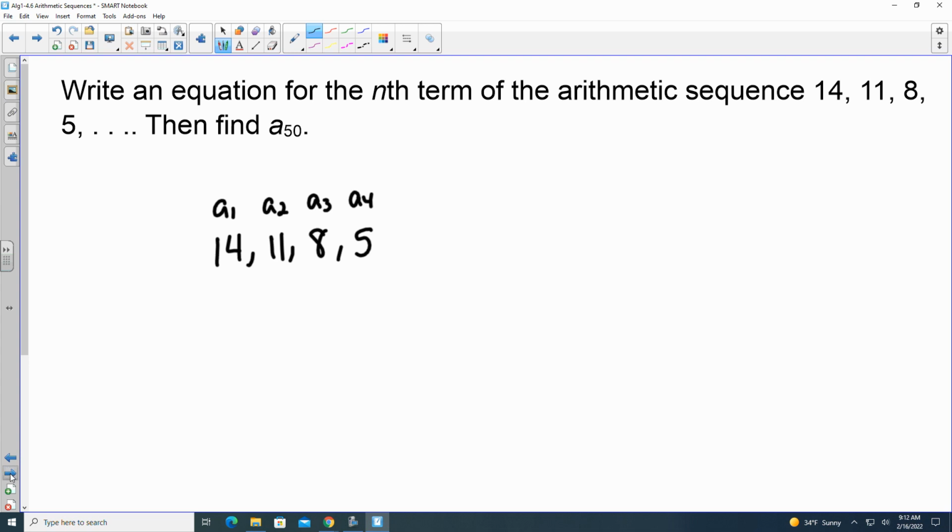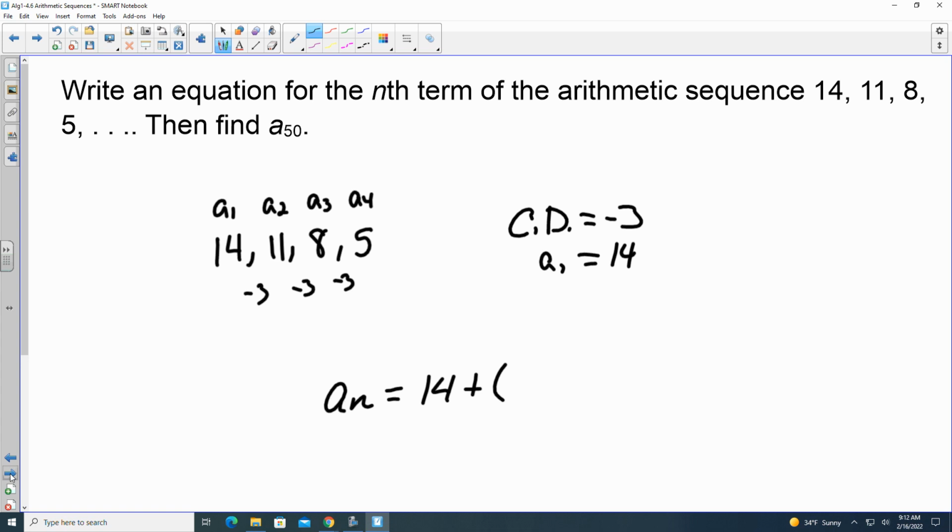I need to find the common difference. 11 minus 14 looks like it's negative 3. 8 minus 11 is negative 3. And 5 minus 8 is negative 3. So my common difference is negative 3, and my a sub 1 is 14. So to use the formula, a sub n is equal to a sub 1, which is 14, plus n minus 1 times d, which is negative 3.